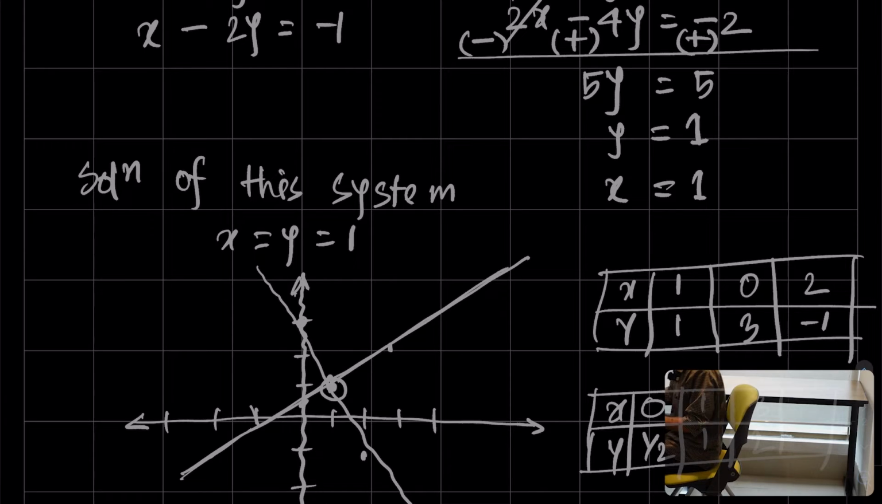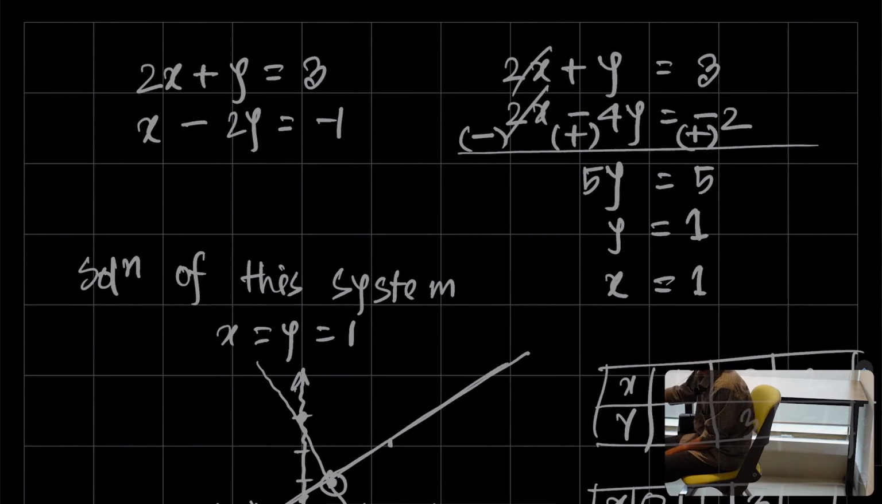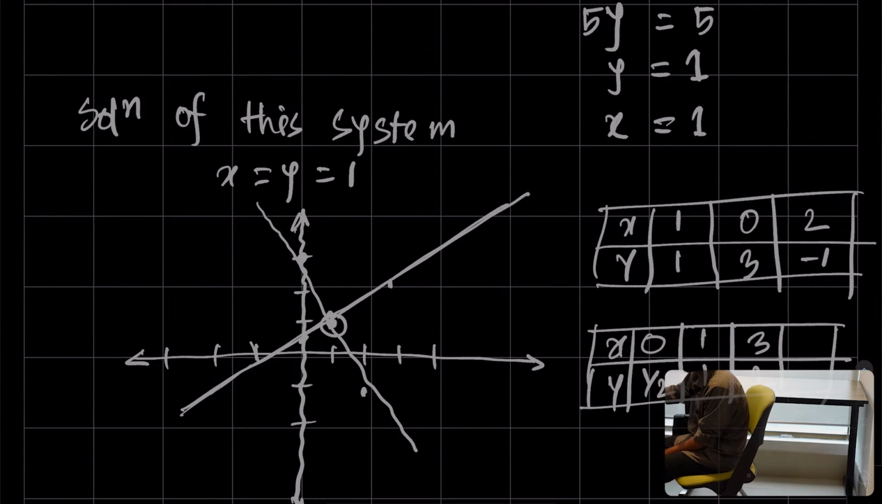As you can see, these two lines intersect at the point (1, 1), right? And we saw previously that the solution of this system is (1, 1). So this is a visualization of this linear system in a 2D plane.